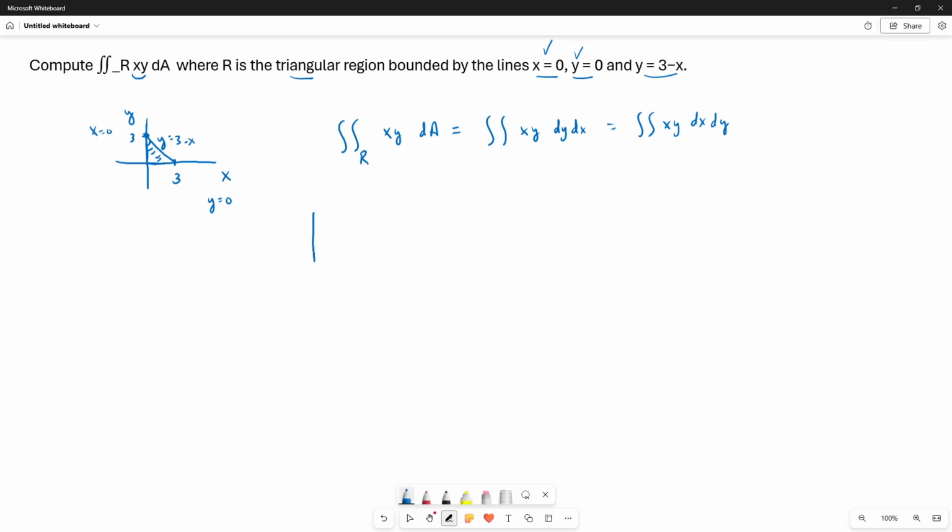So here's the region. This is x equals 0. This is y equals 0 down here. And this is the line y equals 3 minus x. So let's look at the first integral. We have dy dx. The inner integral is dy. The outer integral is dx. So we compute the inner integral first, which means that the variable in the outer integral, x, is a constant.